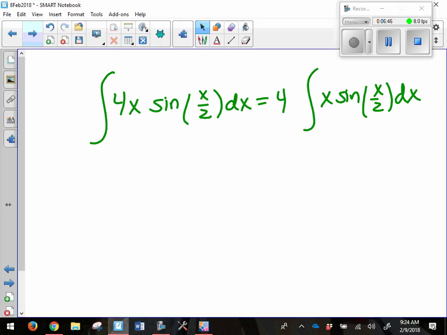Well, no. Substitution is the opposite of the chain rule. What's the only other tool that I have in my toolbox? That's not what it's called at all. Integration by parts. So in this problem, to answer this problem, I have to do integration by parts a second time.